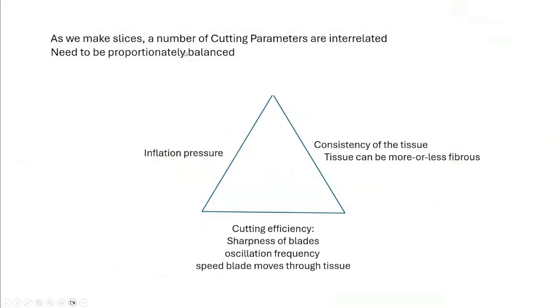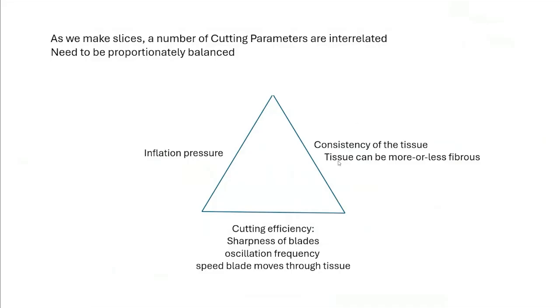So then, let me go back to the slide here. A couple of cutting parameters are interrelated, and we should explain them. One is the inflation pressure. As we pump in the agar, we want to make sure we have a nice firm inflation, and the consistency of the tissue is plump. It has a very plump feel to it.